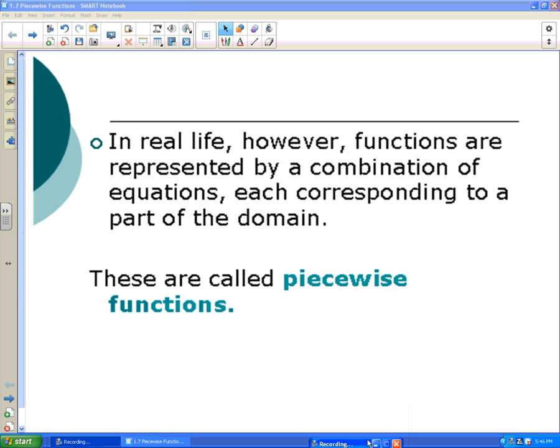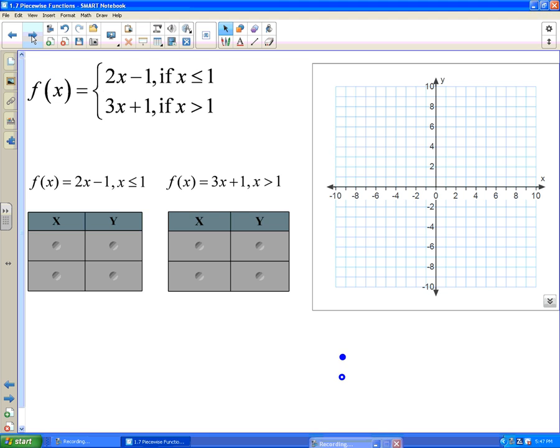Today we're going to talk about piecewise functions. Until now we've discussed functions with only one equation. However, in real life, functions sometimes can be represented by a combination of equations with different rules for different parts of the domain, and these are called piecewise functions. Let's look at an example.